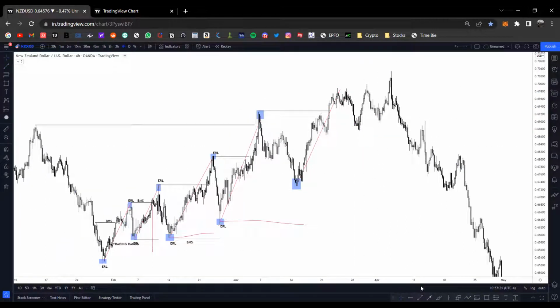And after breaking this high, we have another trading range formed from this high to this low. This will be our trading range, the high to low. And price has taken out another high, so we have this as the external range liquidity.